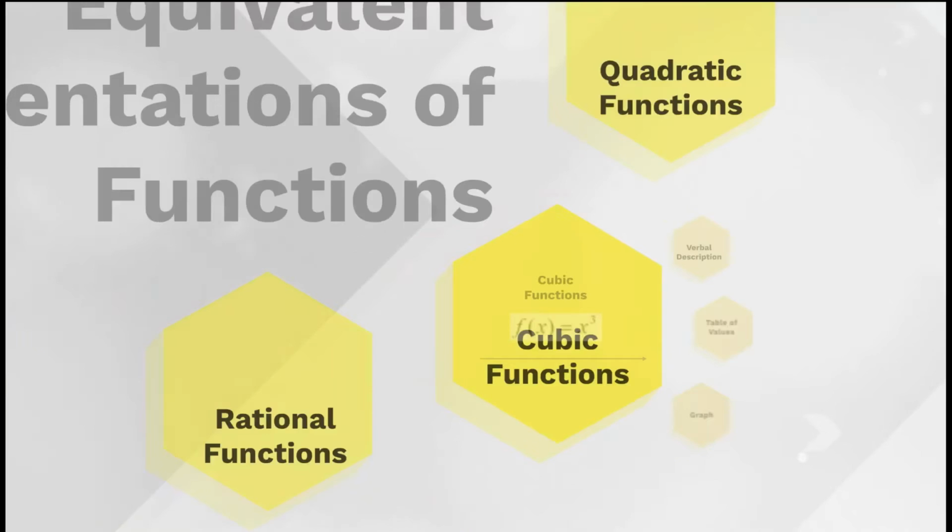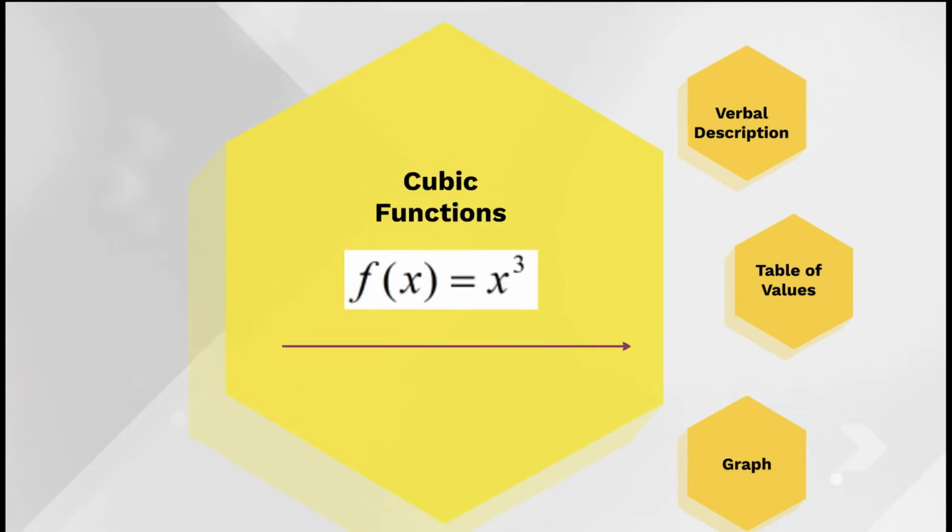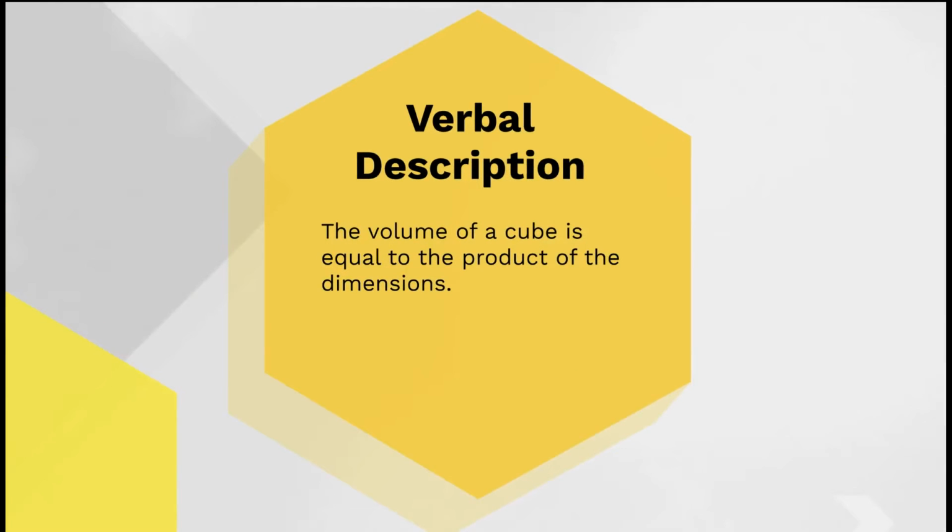Next, we have cubics. Cubic function, f of x is equal to x cubed. Cubic functions have x's, our variables, being cubed. The verbal description is the volume of a cube is equal to the product of the dimensions. Again, this is kind of a convoluted verbal description.